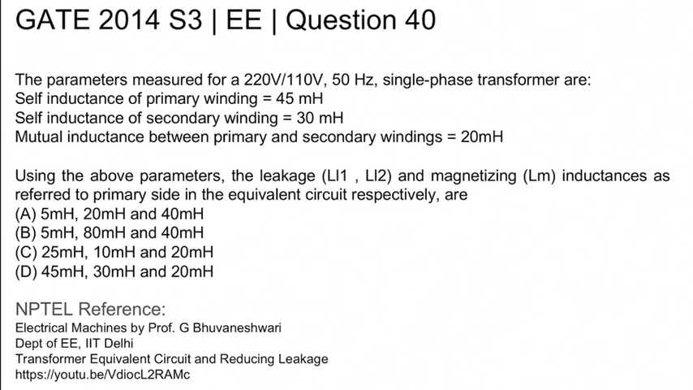This is GATE 2014 set 3 electrical question number 40. The parameters measured for a 220 volt/110 volt, 50 Hz single phase transformer are: self inductance of primary winding is 45 millihenry, self inductance of secondary winding 30 millihenry, mutual inductance between primary and secondary winding 20 millihenry. Then the leakage inductances LL1 and LL2 and magnetizing inductance LM referred to primary side are being asked.